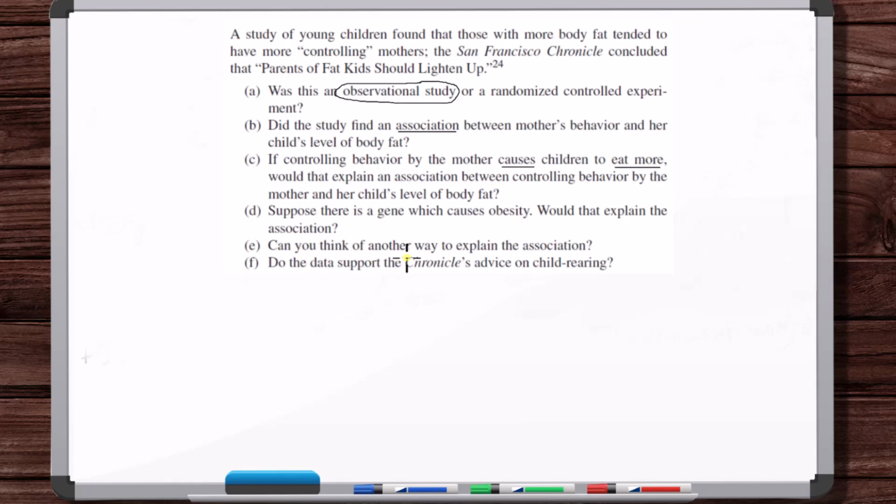Can you think of another way to explain the association? Okay, well, maybe the child has a problem overeating. That's the starting point. And so then the mother is becoming more demanding for the child to eat less, trying to control that behavior, which leads to a conclusion that the mother is controlling, something like that. To me, this just depends on the study. We have to have more details about the study.